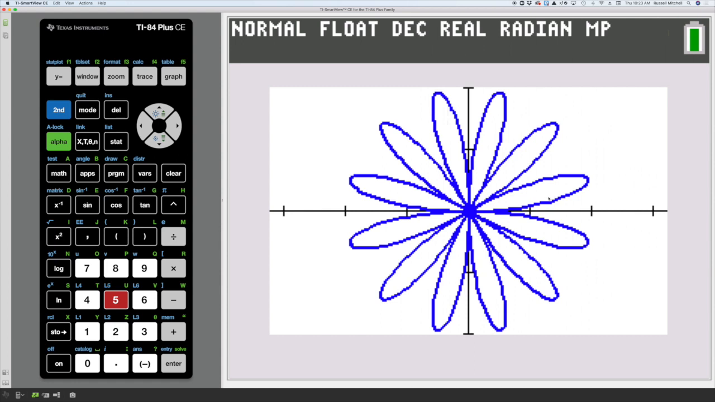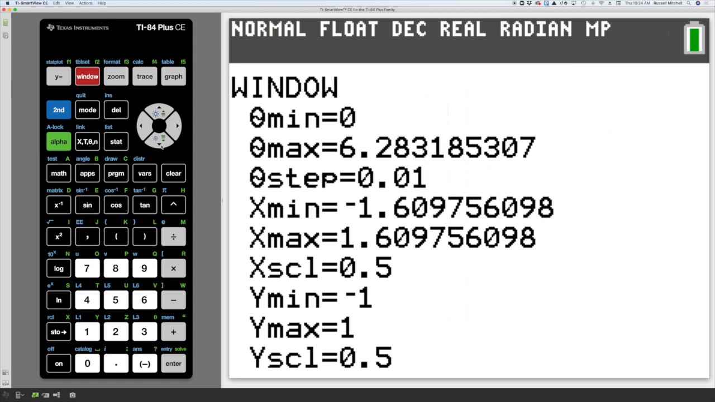Okay. So the period was pi over 3. Okay. So if I go to my window and I'm going to change my theta max to pi over 3, okay. So I have to put pi divided by 3. Okay. This is one period of it, okay, that we're going to graph now.